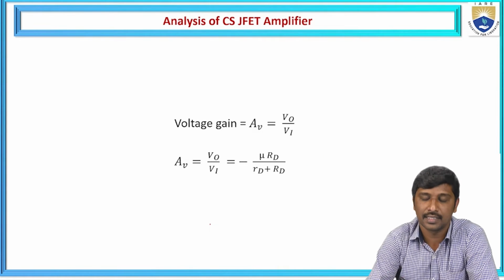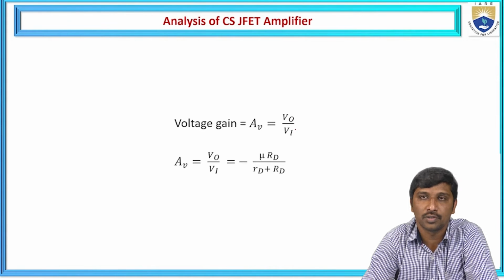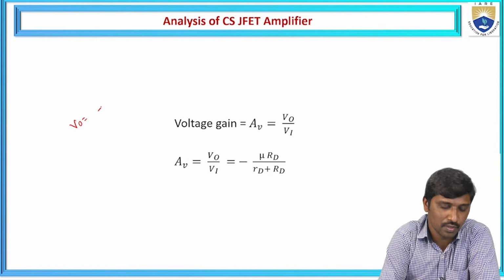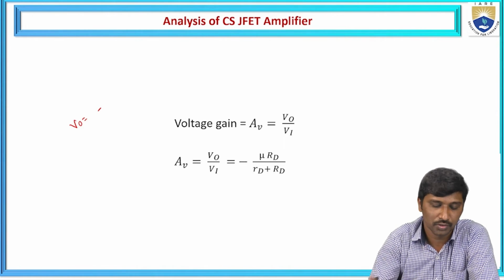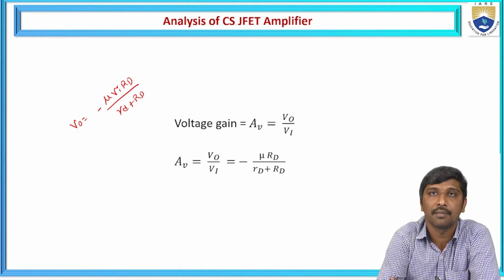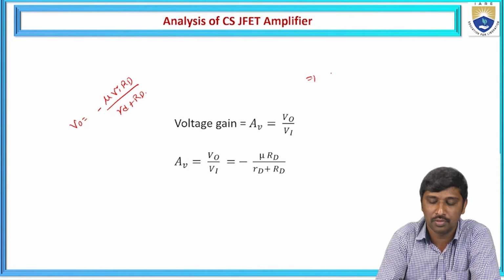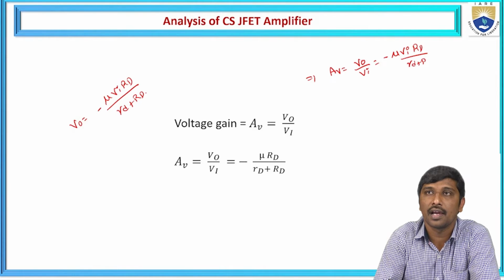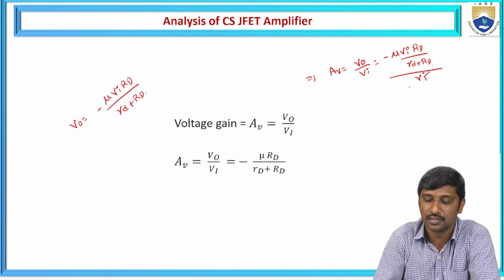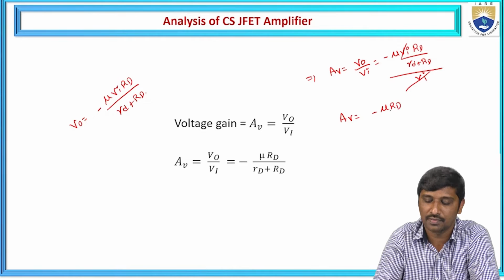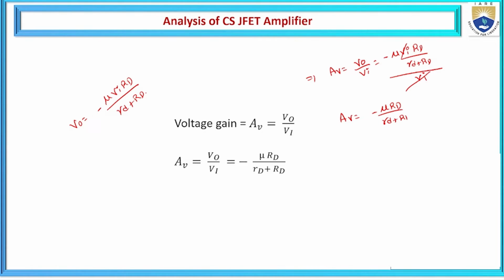So here the voltage gain is defined as the ratio of output voltage to the input voltage. Just now we got that the output voltage V0 is equal to minus mu times Vi into capital Rd by small rd plus capital Rd. Hence, I'm going to find the voltage gain AV equal to V0 by Vi, that is minus mu times Vi into capital Rd by small rd plus capital Rd, divided by this Vi. So this Vi gets cancelled. Hence, the AV becomes minus mu times capital Rd by small rd plus capital Rd.